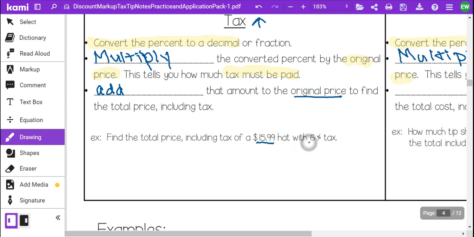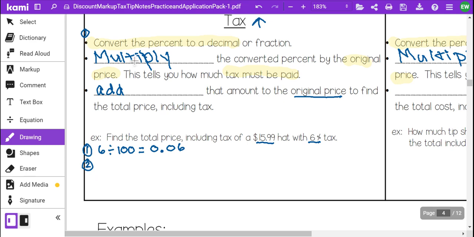That's the original price with a 6% tax. So the first thing we do is convert the percent to a decimal. So I have 6 divided by 100. It's really important when you put this in the calculator and you write it out, you remember that the 6 is in the hundreds place. It's 0.06, not 0.6, because that's a different number.